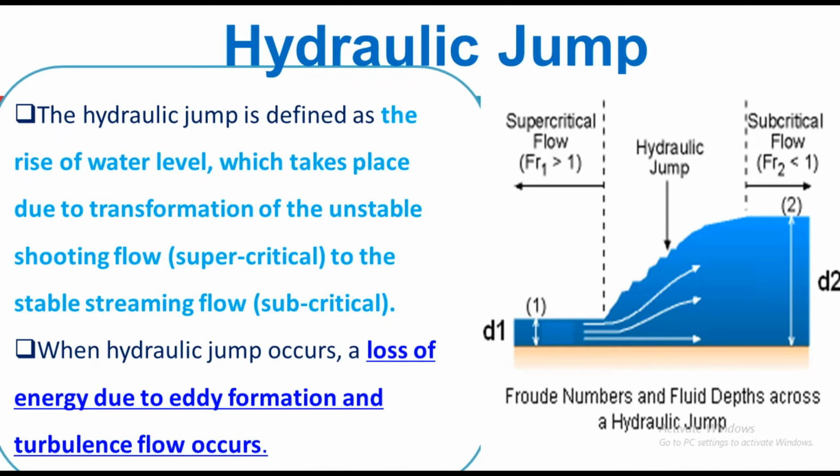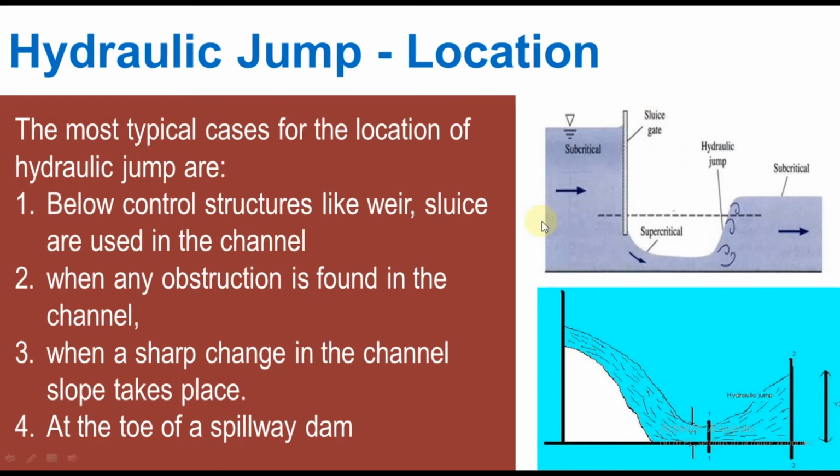Now if you look at the Froude number, at section 1, before the jump takes place, my Froude number was greater than 1. Due to the formation of this jump, the flow has been converted from supercritical to subcritical, and my Froude number has again become less than 1.